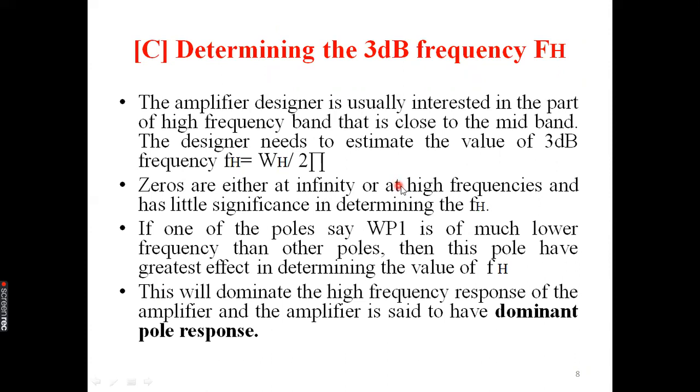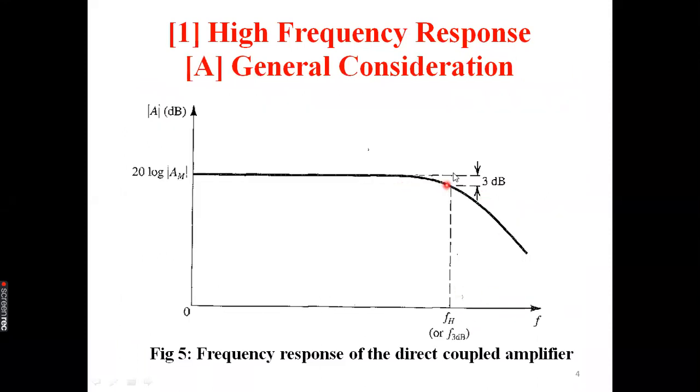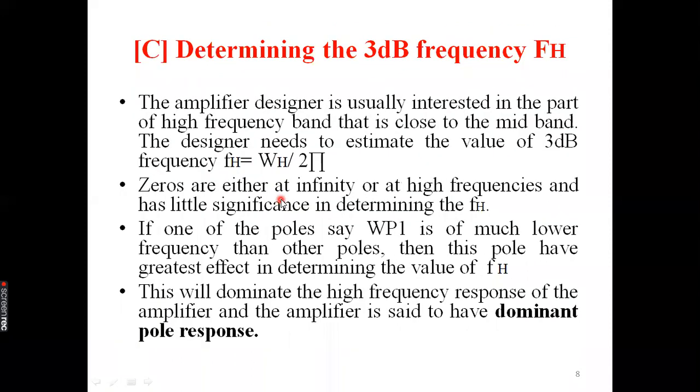Now, how can we determine the 3 dB frequency FH? This mid-band gain will continue till FH. After FH, we experience a sudden deterioration in the gain. So how do we find this cutoff frequency FH?